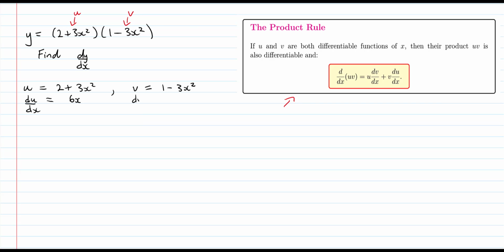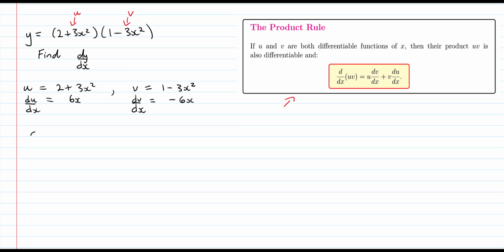So the derivative of v with respect to x equals, well, that 1 is just a constant term, so the derivative of 1 is just 0. And then using the power rule for that minus 3x squared part, we're going to get minus 6x.